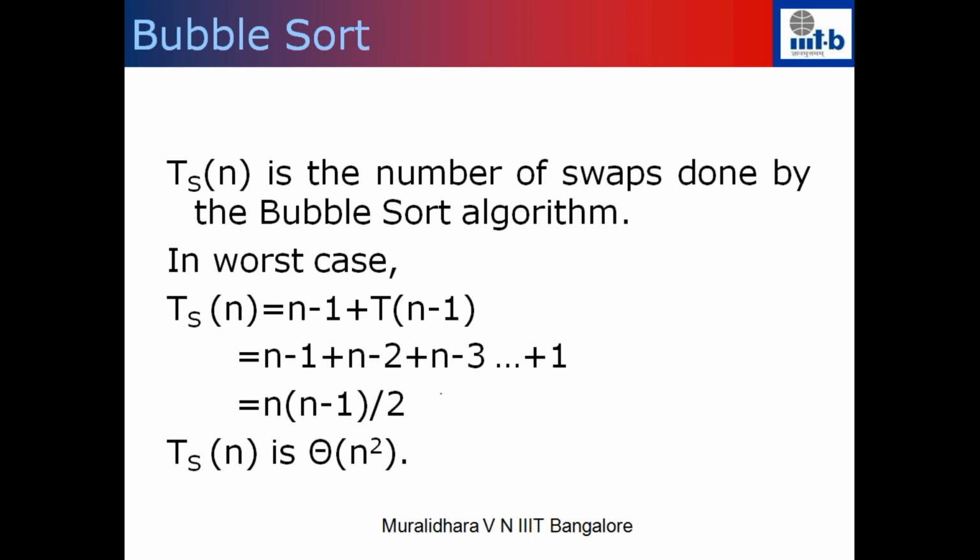But if the sequence is in decreasing order, then that's the worst case. The first number is the largest number, so it has to be pushed to the end. So the number of swaps that you will end up doing is n minus 1. And the same thing is repeated for the rest of the sequence. This should be T of n, right? So n minus 1, if you expand this again as before, you get that this is equal to theta of n square. So in the worst case, the number of swaps done by the algorithm is theta of n square.